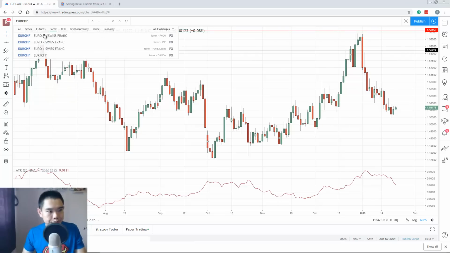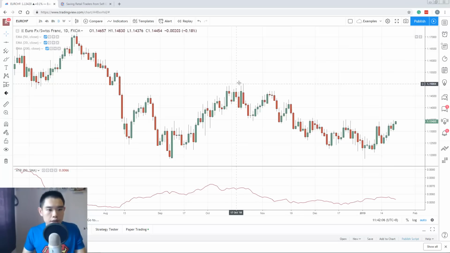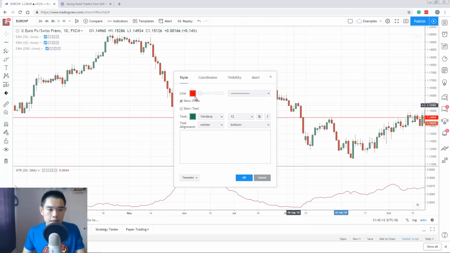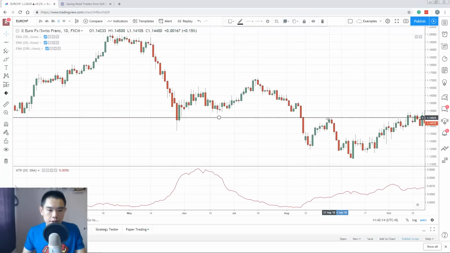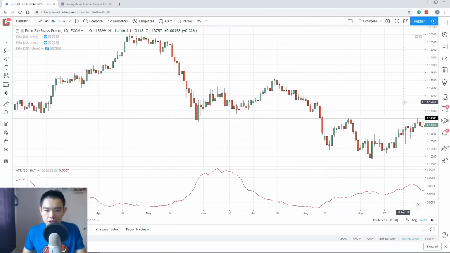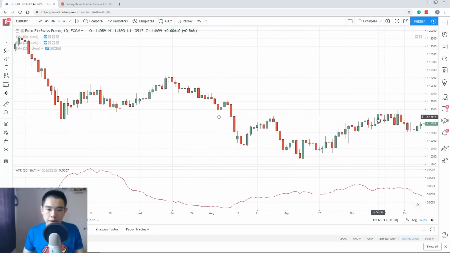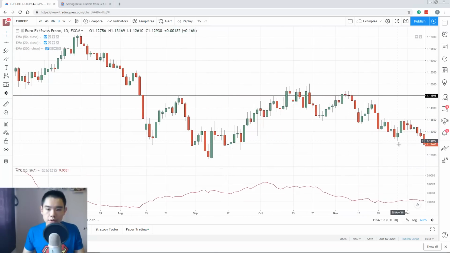Euro Swiss franc. In this case, again, let's say this one over here is previous support turned resistance, and you want to short it because price is at previous support turned resistance, and maybe you look at this chart and it looks like a bearish engulfing pattern. Price might reverse lower, so you go short. Again, you can see that price dips up higher and then continues lower.